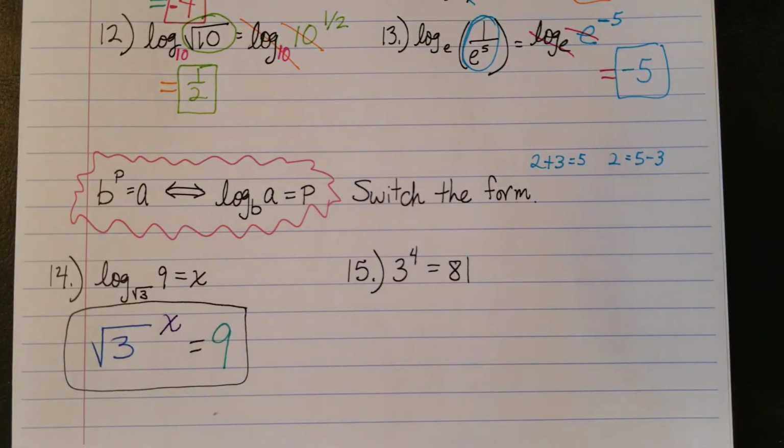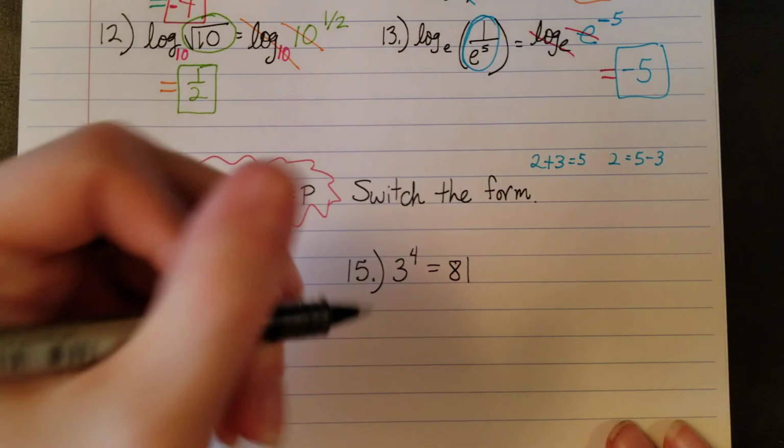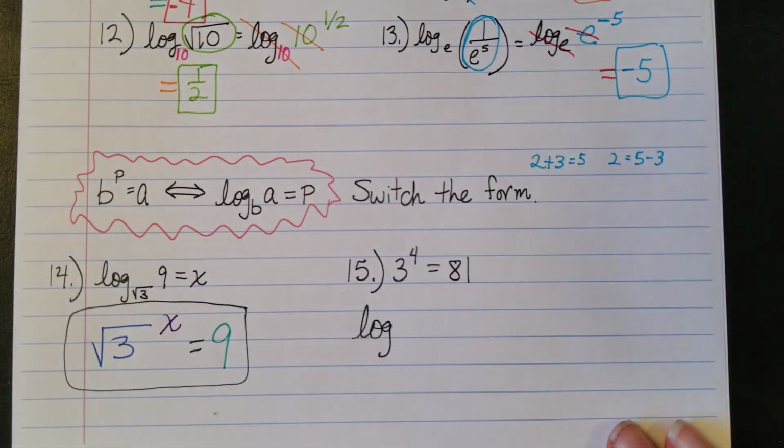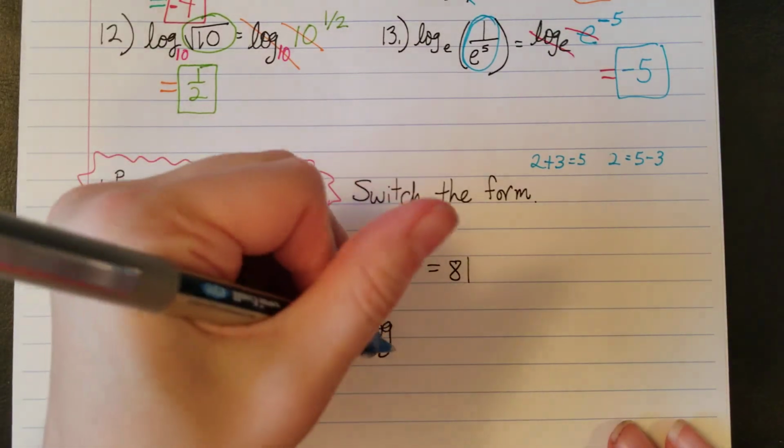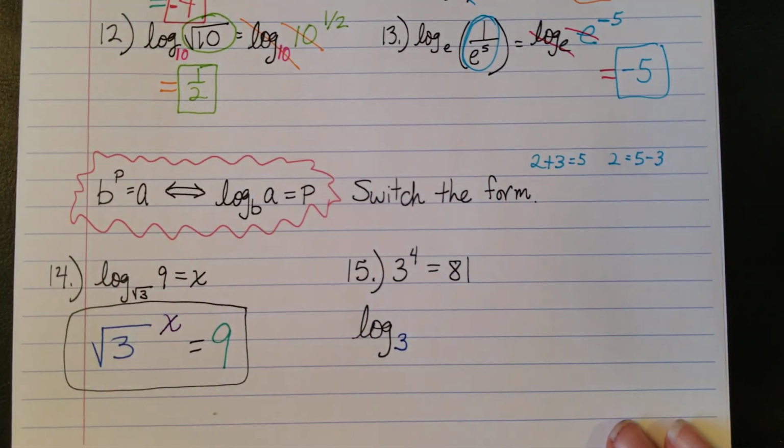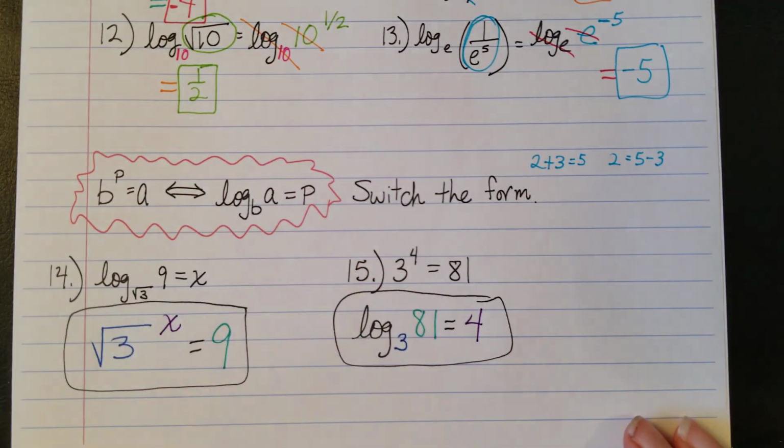Number 15 says 3 to the power of 4 equals 81. We want to write that in log form. So the base is 3, so it's going to be log base 3 of, the a is 81, equals p, so the power is 4. So log base 3 of 81 equals 4. That's the logarithm form of that equation.